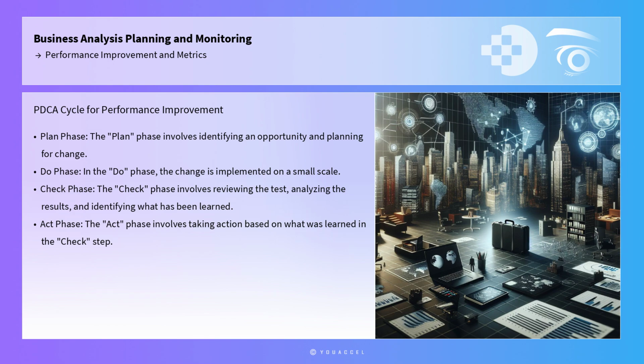The plan phase involves identifying an opportunity and planning for change. In the do phase, the change is implemented on a small scale. The check phase involves reviewing the test, analyzing the results, and identifying what has been learned. Finally, the act phase involves taking action based on what was learned in the check step. This might mean implementing the change on a larger scale if it was successful, or refining it for further testing.